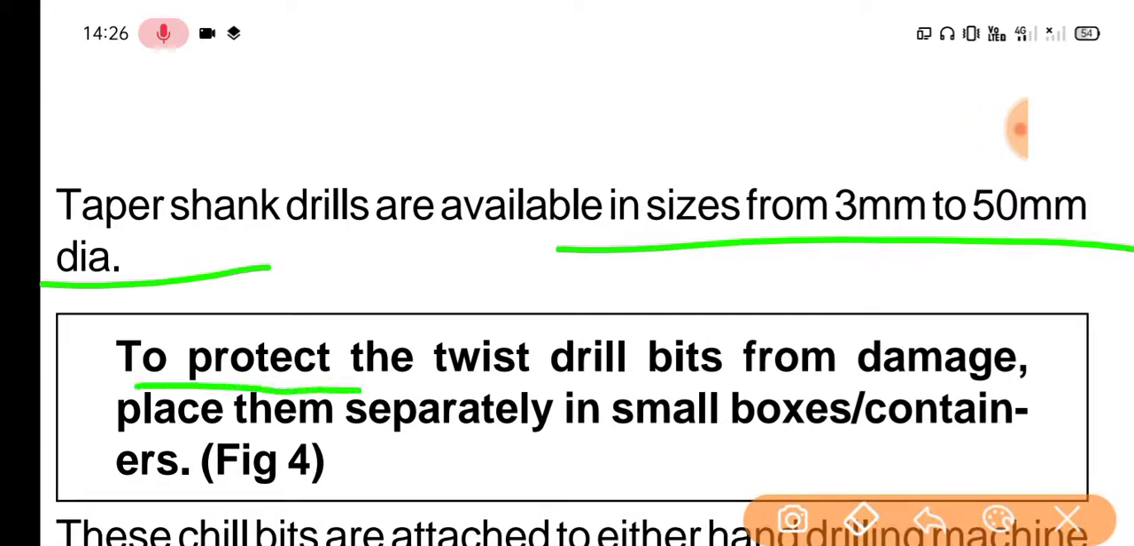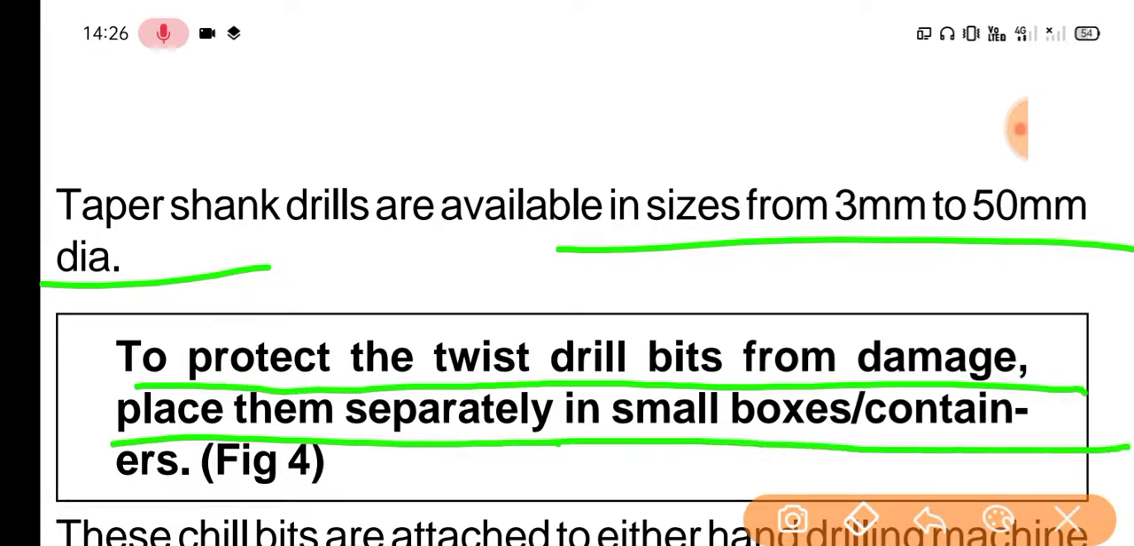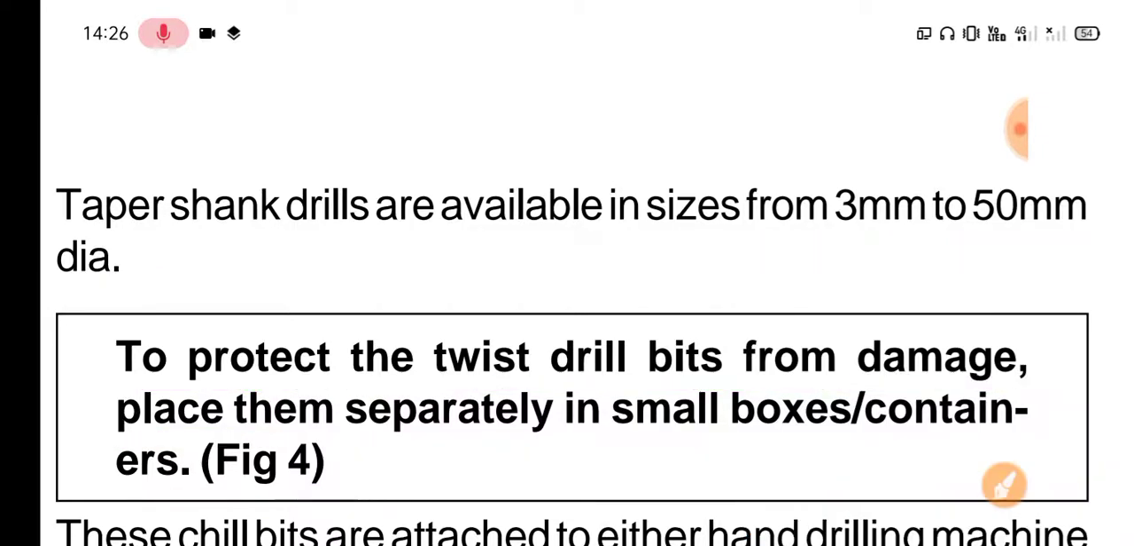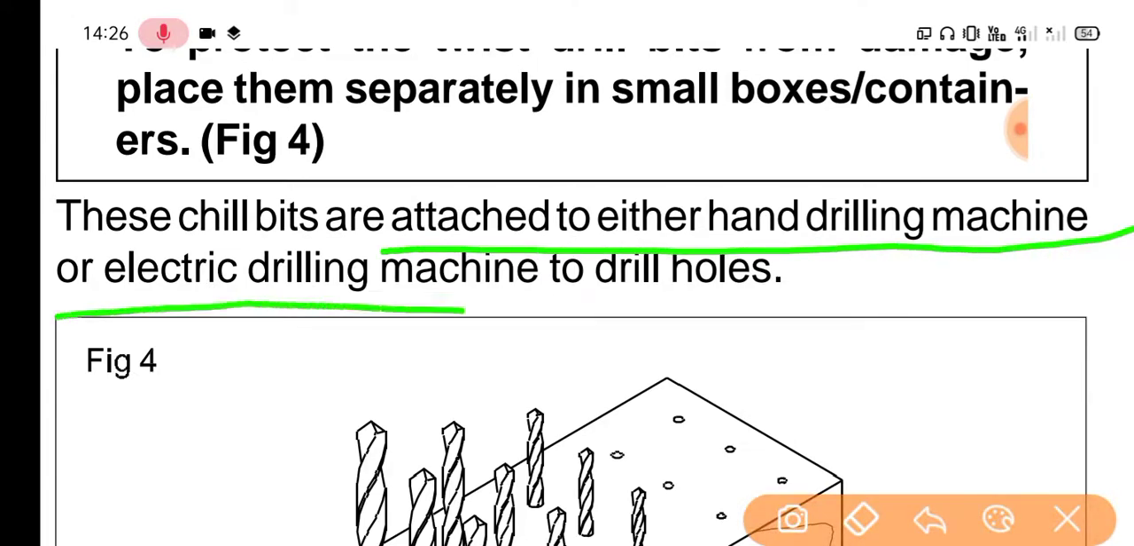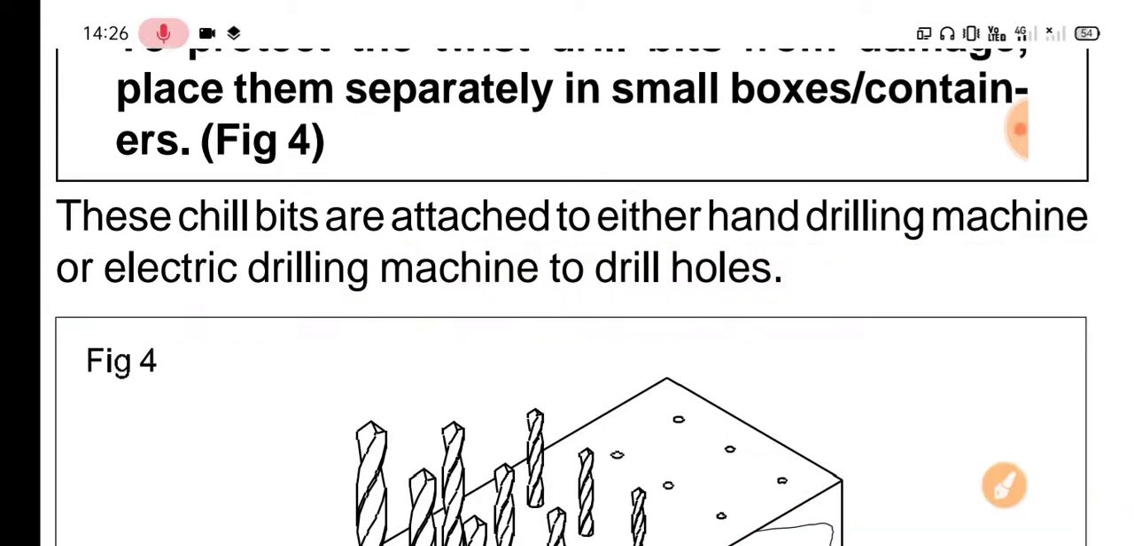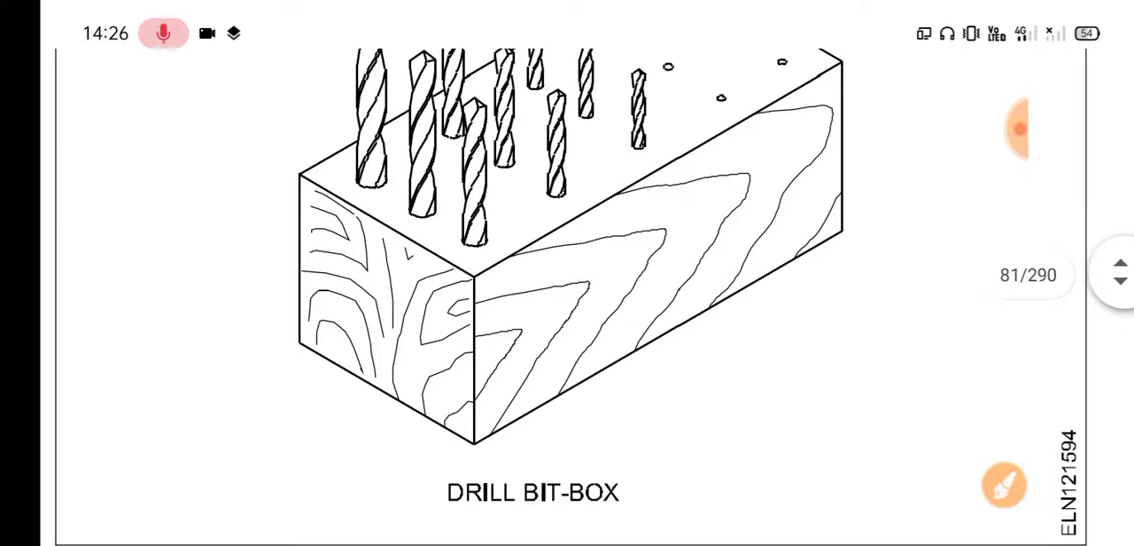To protect the twist drill bits from damage, place them separately in small boxes or containers, picture 4. These drill bits are attached to either hand drilling machines or electric drilling machines to drill holes. Drill bit boxes.